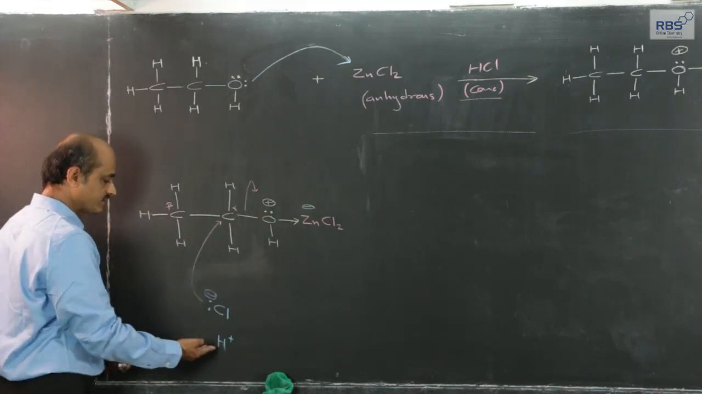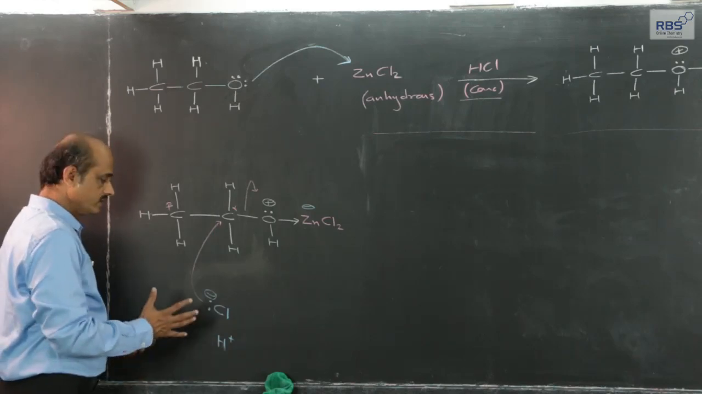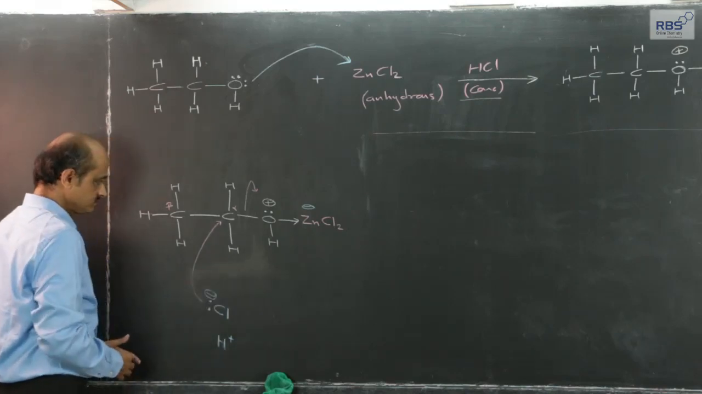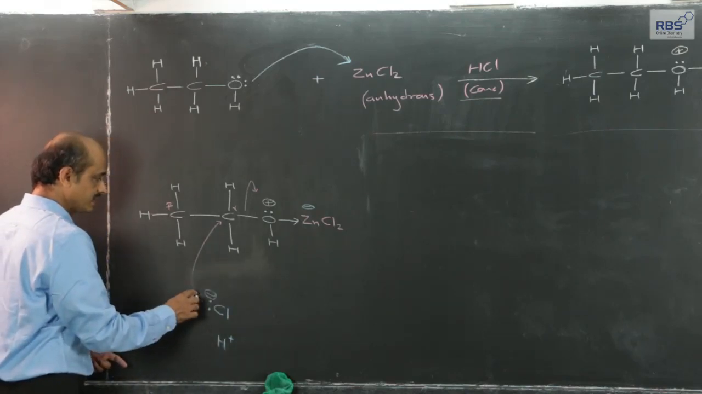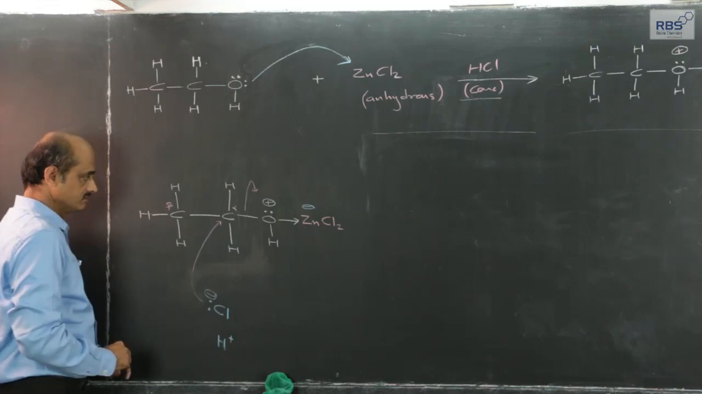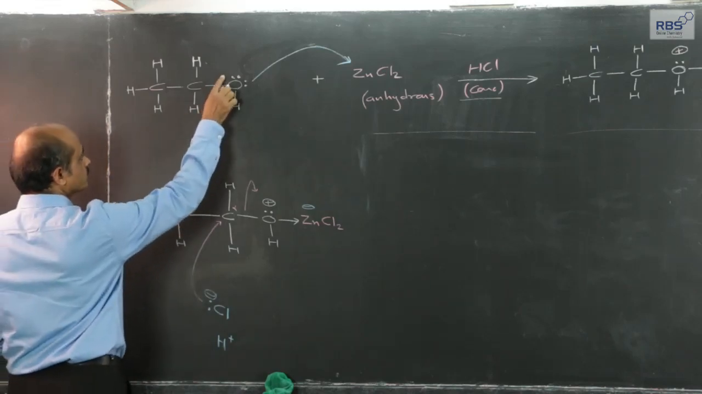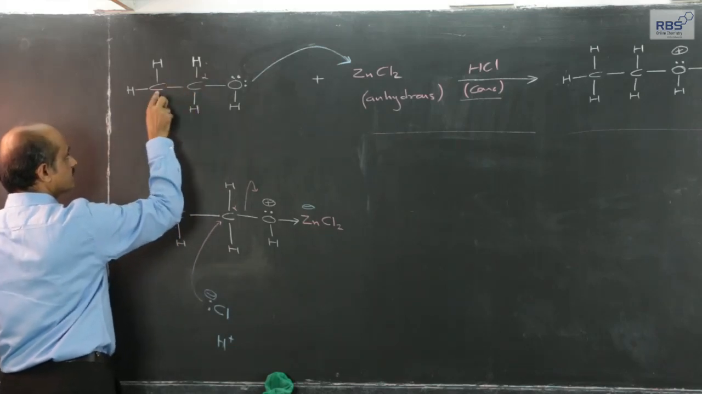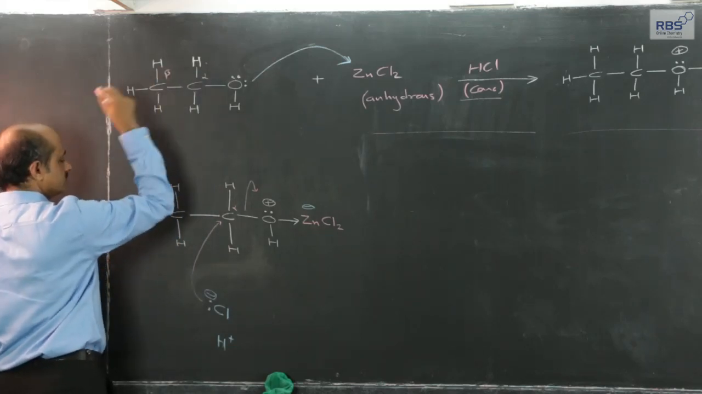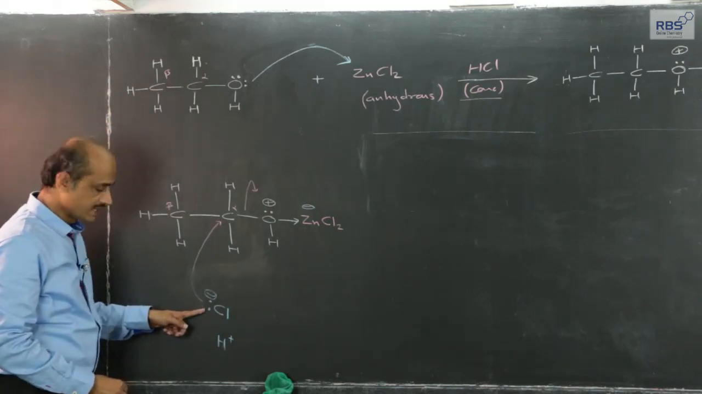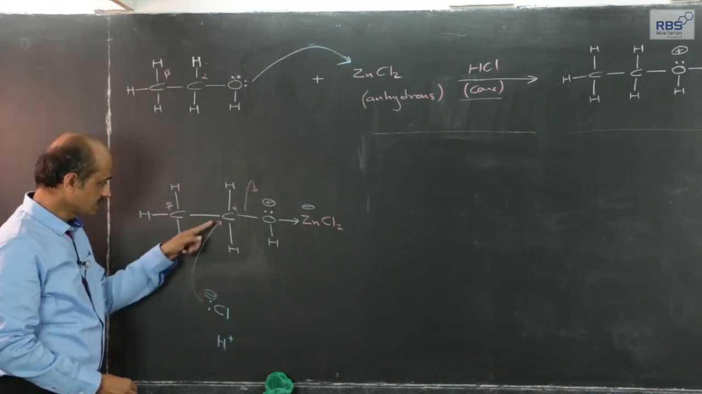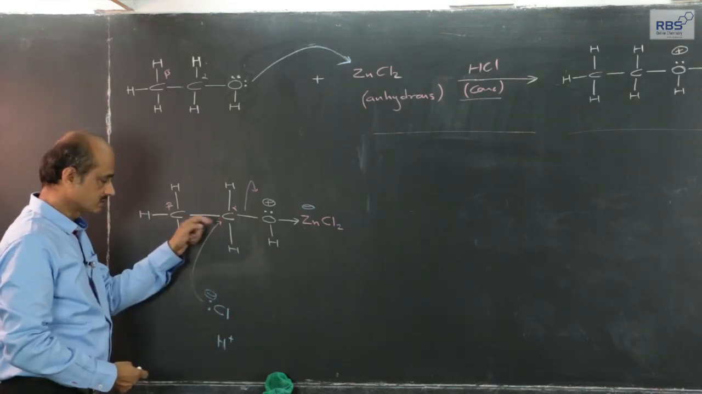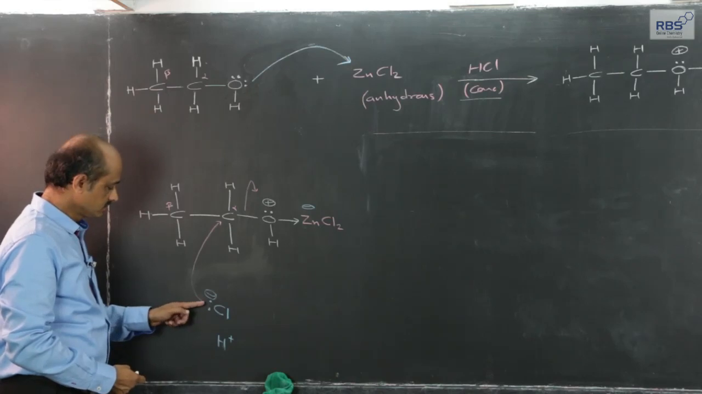And Cl minus ions from HCl will act as an additional push, a helping hand. Now, Cl minus ion can attack this carbon, the carbon to which the functional group OH group was attached, is called the alpha carbon. The carbon which is directly attached to alpha carbon is beta carbon. So, Cl minus from HCl will attack the carbon, like what I had explained earlier, a simple example.